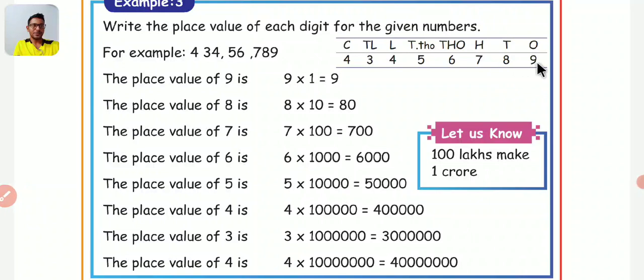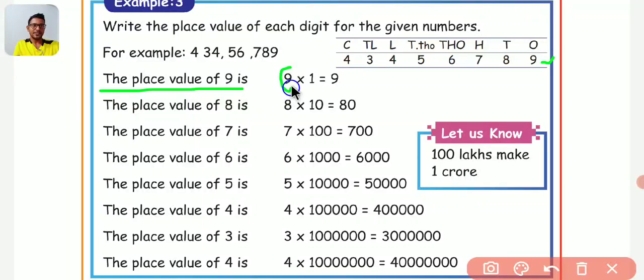Now I'm going to find the place value of 9. You have to write the number as itself, 9. Then you put a cross mark. Then we have to write the place. So 9 is in which place? Ones place. Ones means 1, so they are writing 1. So 9 cross 1. 9 ones are 9.